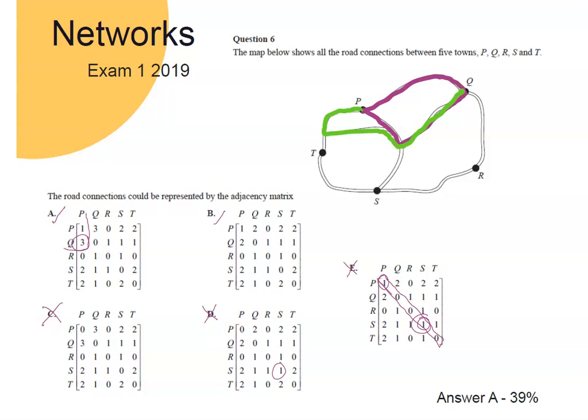So for that reason, I would be saying that A is my answer, which we can see is the correct answer there. So I haven't had to necessarily go and do the whole adjacency matrix. I'm just looking for those key features. And the easy ones to look at in an adjacency matrix are loops and multiple edges.